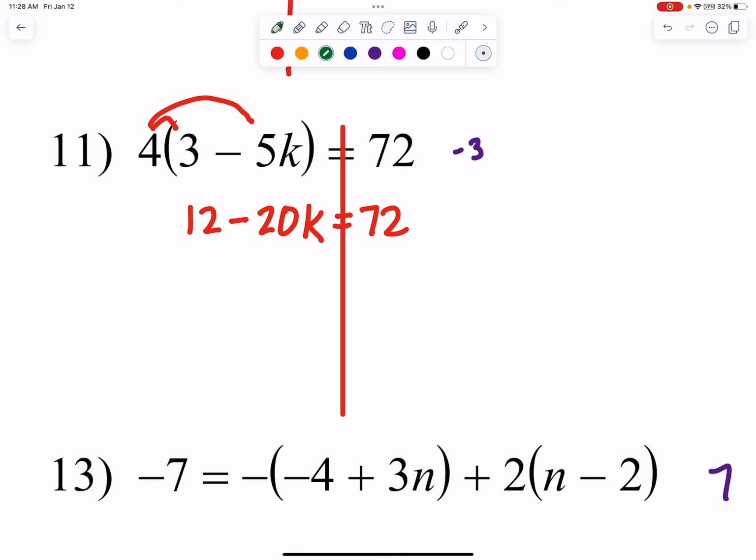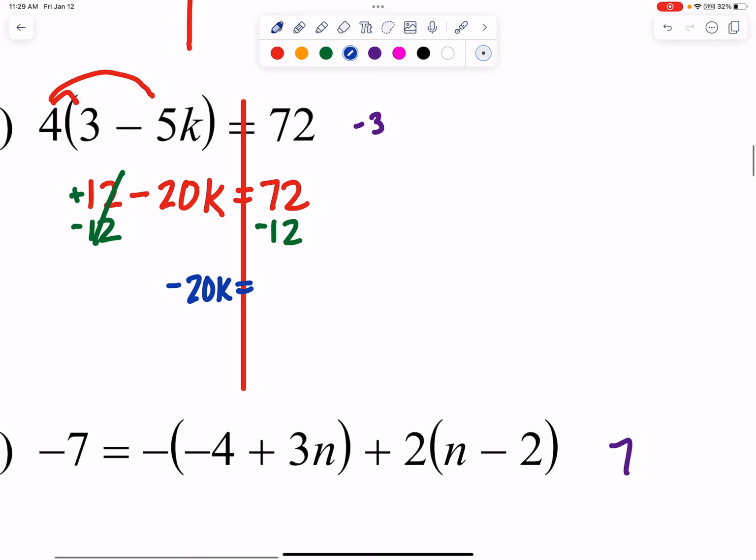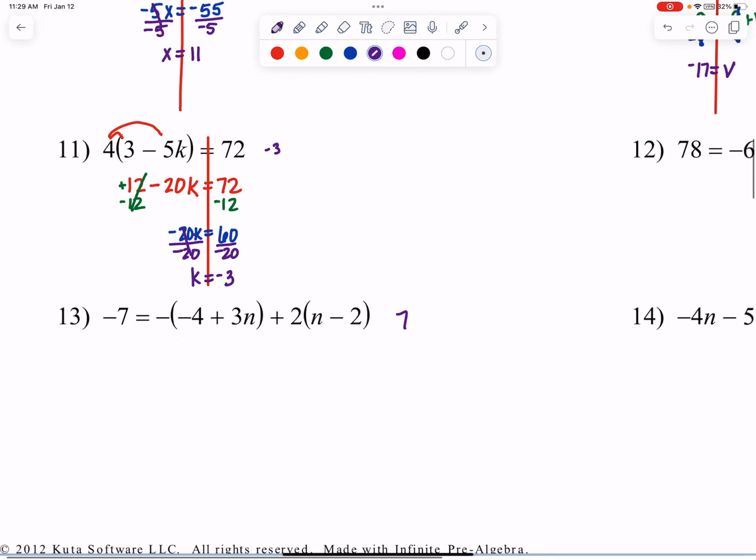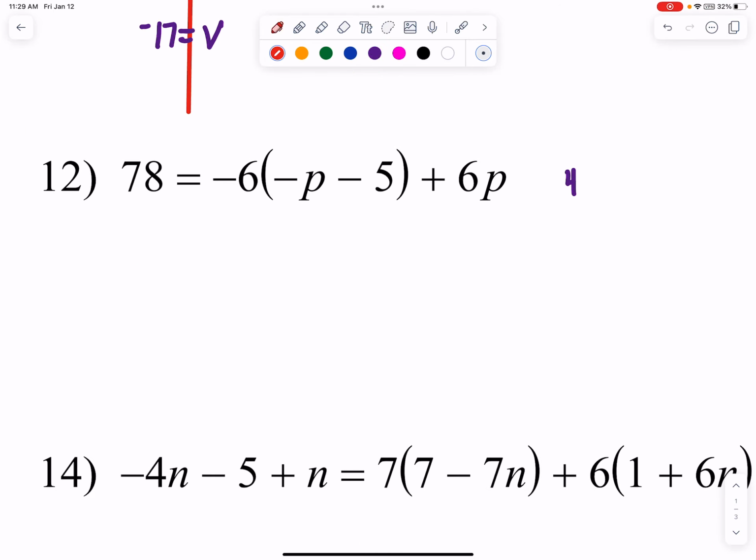Now I can go ahead and start working out this equation. So Sadmerg says get rid of this positive 12 first by subtracting 12 on both sides. And then we are left with negative 20k equals 72 minus 12 is 60. Okay, and then we have a k times a negative 20, so we're going to divide negative 20 on both sides, and we're left with k equals negative 3, and we're good. Okay, checks out.